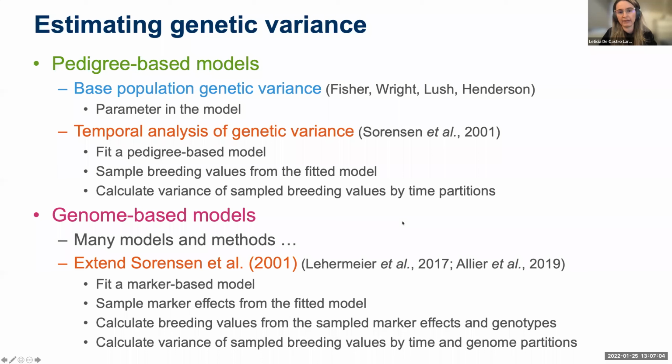Currently in the genomic era, we have many proposed models and methods to estimate genomic and genetic variance. As an extension of Sorensen's studies, we effectively, again, fit a marker-based model, sample marker effects from the fitted model, then from the sampled marker effects and genotypes, we calculate samples of breeding values, which we can summarize by time partitions. And if we want genomic analysis, we can also calculate breeding values for genome partitions and calculate variance for these partitions.